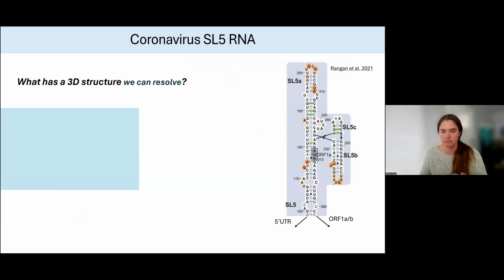All right, so starting on SL5, this is when I came into the project. What is a 3D structure we can resolve, and why are we interested in this element? Well, the first thing is it actually contains the start codon right there. So we know for translation to start happening that this element has to break apart, right? So we know at some point in its life cycle, it does change structure.